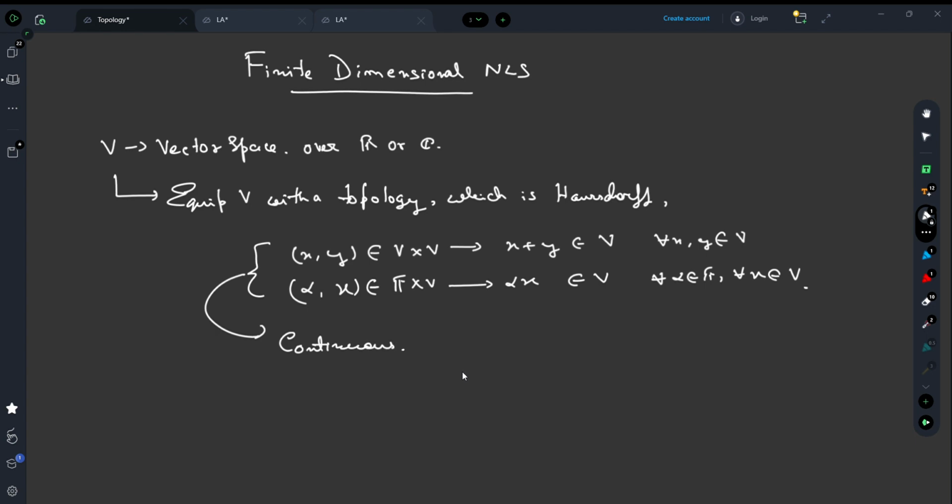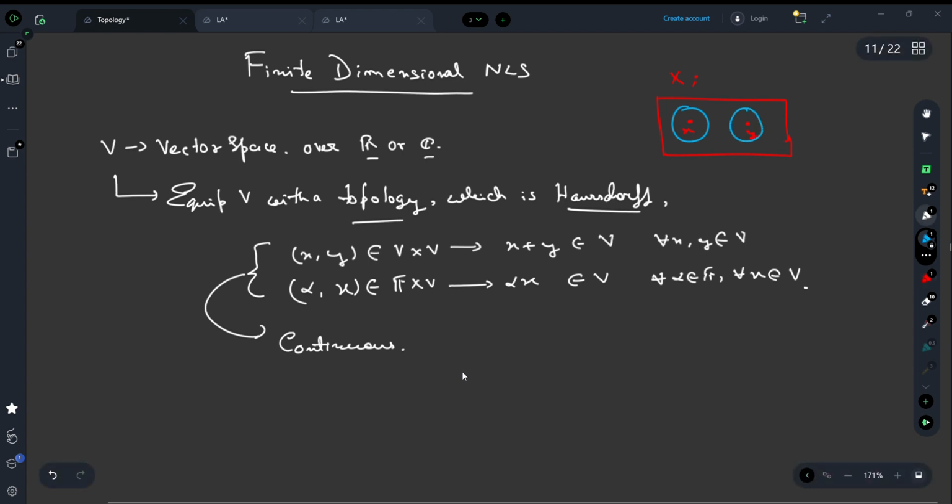So, what are the properties we have? We have a vector space over the field R or C, the reals or the complexes. We try to equip V with a topology which is Hausdorff. I assume you know what a Hausdorff topology is. Let me just give a quick picture. Suppose X is a Hausdorff space. Then, if you choose any two distinct points x and y from X, there exist open neighborhoods of x and y which are disjoint. So this is the concept of a Hausdorff topology.